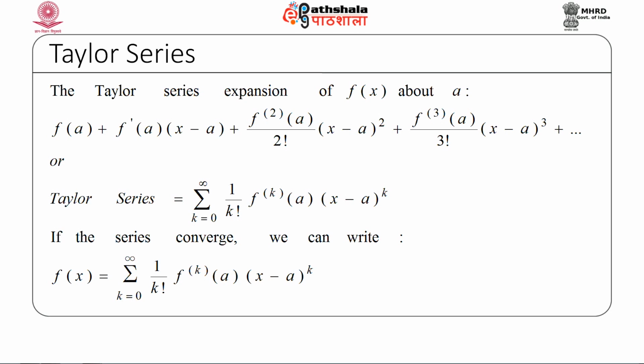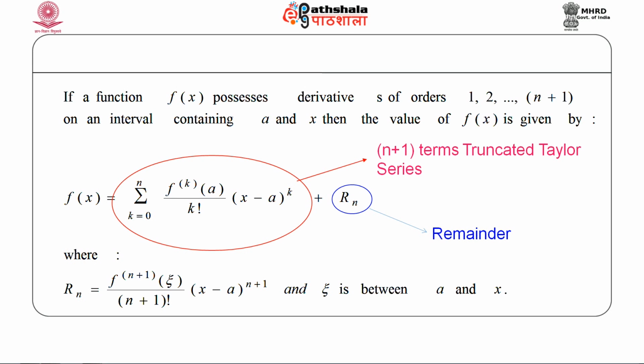And if the series converges, we can use up to a certain number of terms, and if we want to stop after the nth term, you are approximating f x by the sum, sigma k equal to 0 to n, f k a by k factorial, x minus a raised to k. The e raised to x series which we considered is a special case of this series when our a was 0 and the derivative of f x is e raised to x only, and plus we get the remainder term.